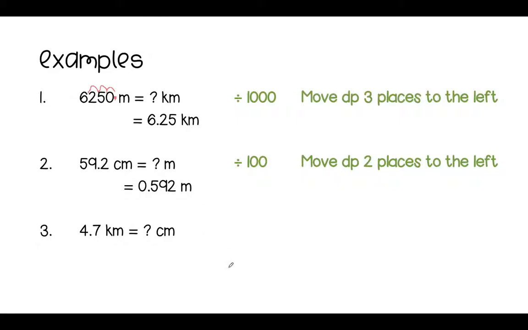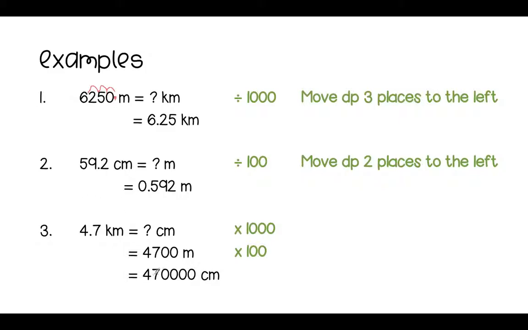Now 4.7 kilometres into centimetres. This one's a little bit more challenging because we're essentially going through metres to centimetres. So what we do is we're going to turn this kilometres into metres first. Because we're going from a big unit to a smaller unit, we're multiplying by 1,000, which gives us 4,700 metres. Now, I want to go to centimetres. There's 100 centimetres in 1 metre, so I'm multiplying by 100. So I'm moving it another 2 places.